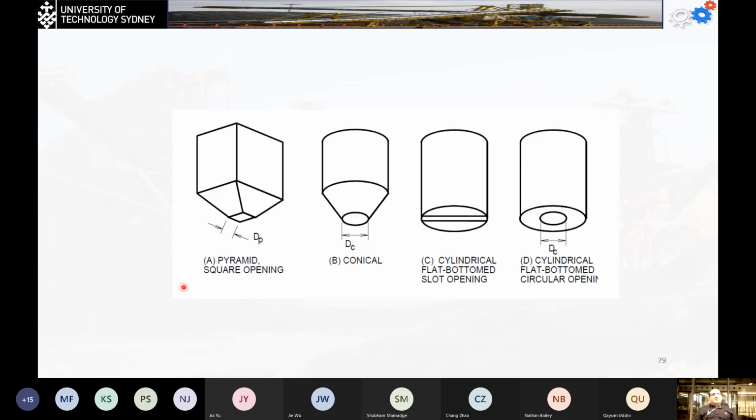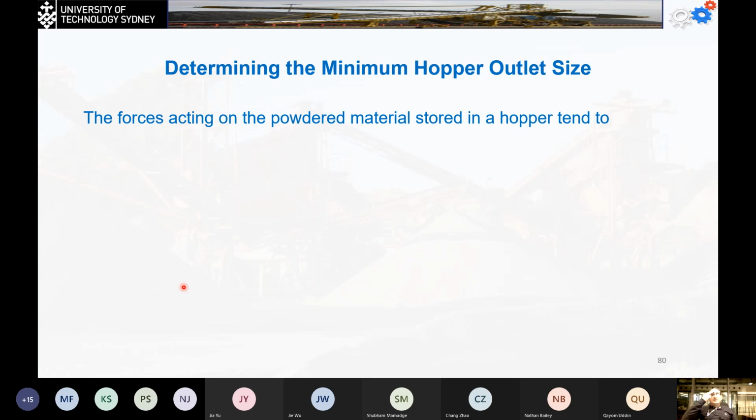Okay, so these are the different types, and the most common ones, of course, are going to be the conical one and the symmetrical one, and that's what we're going to learn: how to design the outlet size for these two types. Now, the next 20 slides are going to take us through determining the minimum hopper outlet size design.